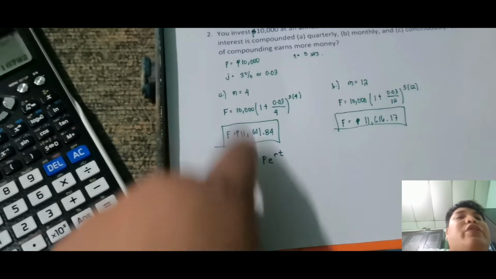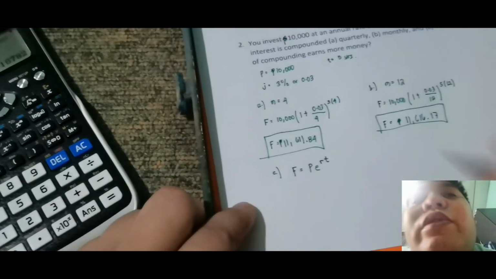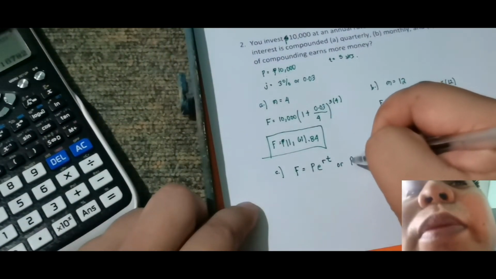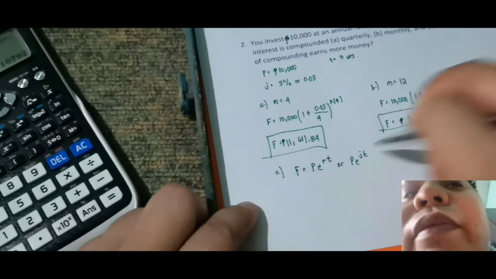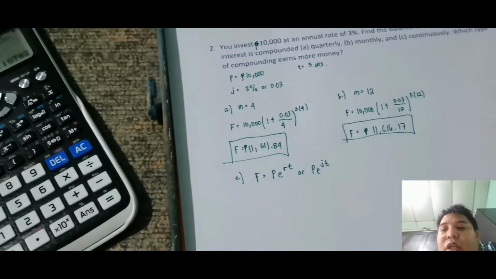What is R? R is just our rate, which is J. So I can also write this as P is equal to JT. Okay, so it's that simple. The E there is just the exponential E.